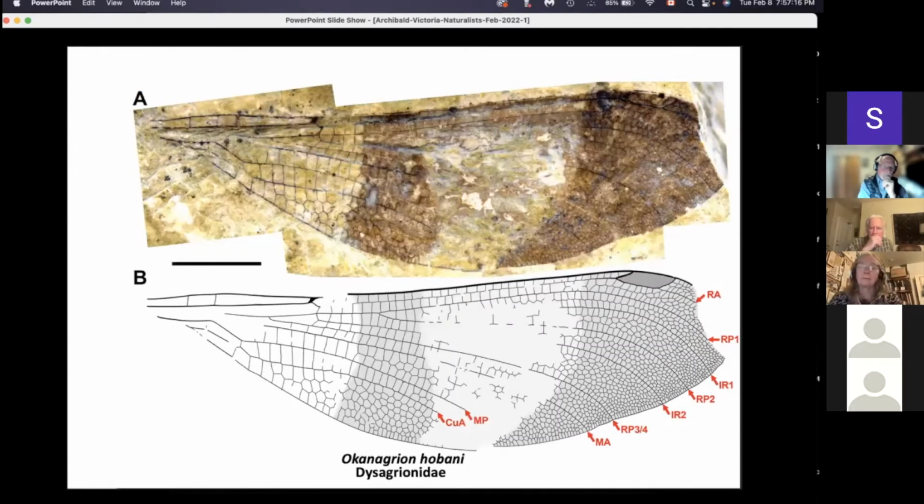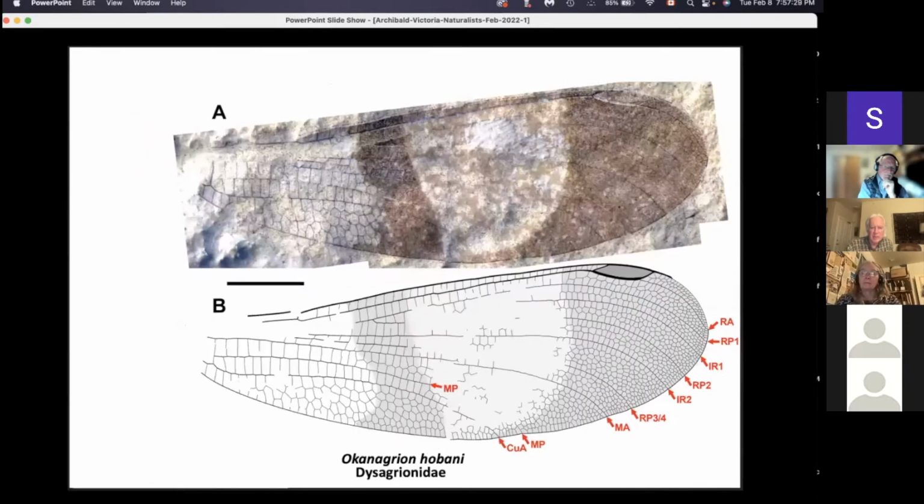So we found all sorts of Disagrionidae, and we named a handful of new genera and many new species. Here's a hind wing of a beautiful one we called Okanagrion hobani. This is from Republic. This is a hind wing. And these specimens are absolutely gorgeous. Here's a forewing. We had lots of different specimens of this species, which was great.